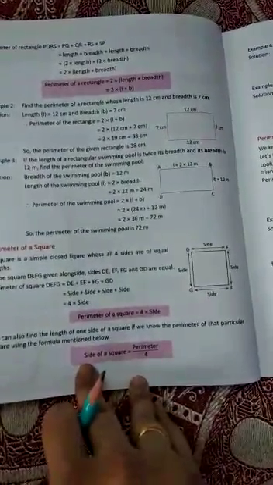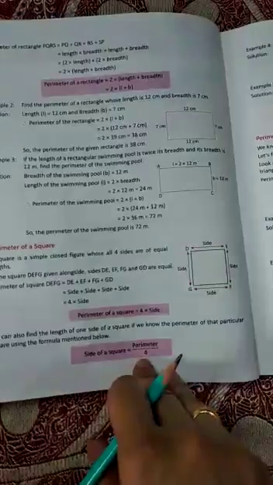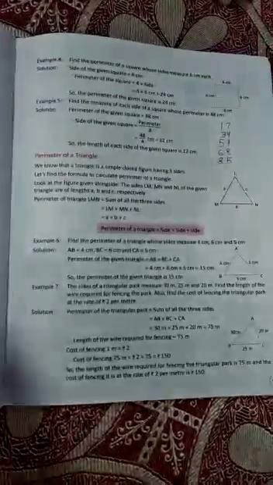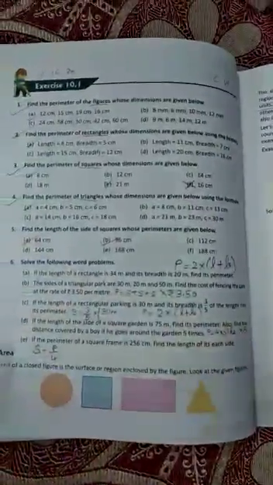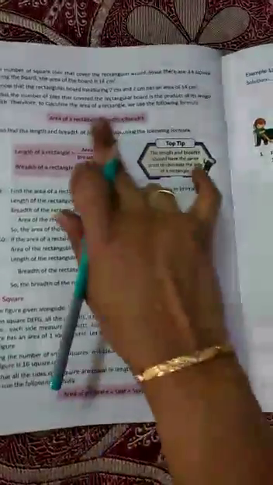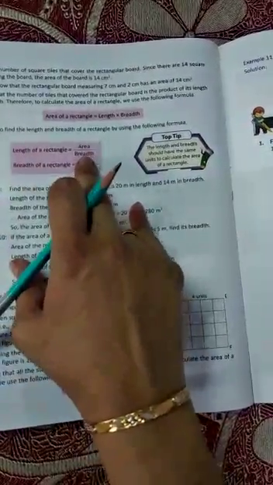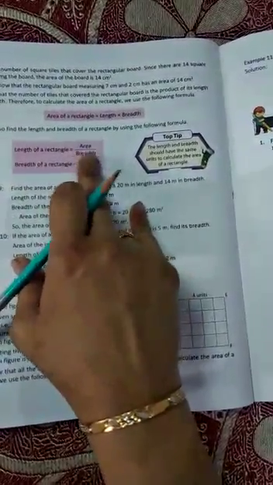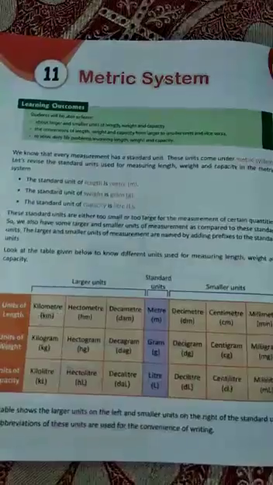If perimeter is given to you, you have to find the side. Then you will divide the perimeter by 4 to get the side of a square. Then perimeter of a triangle: a triangle has 3 sides. You will add all the 3 sides. Okay. Then comes the area. Area of rectangle is length into breadth. And if you want to find the length or the breadth, you will divide the area by the other side, that is breadth or length. Then we have area of square, side into side.